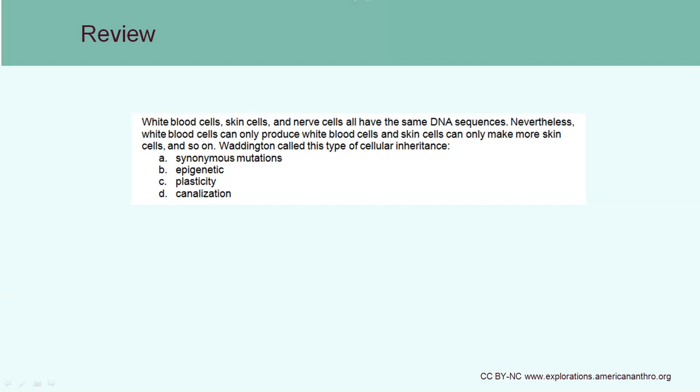So the best answer for this topic is B, epigenetics. Again, it has to do with the fact that even though they have the same DNA, only some DNA is going to be expressed in specific types of cells.